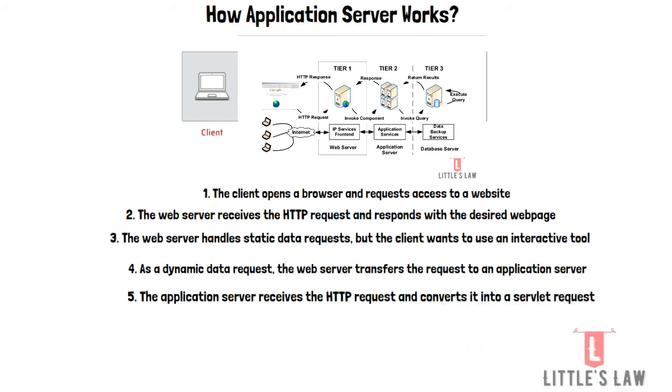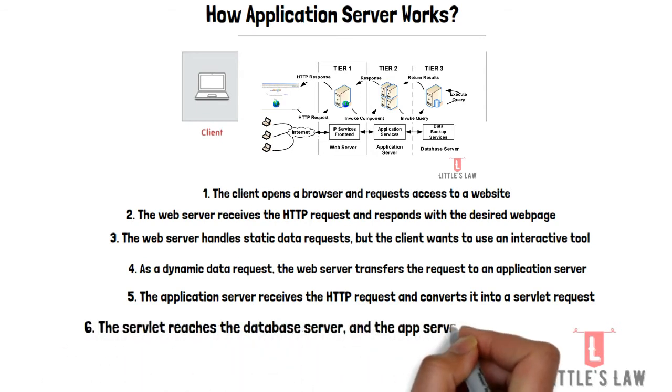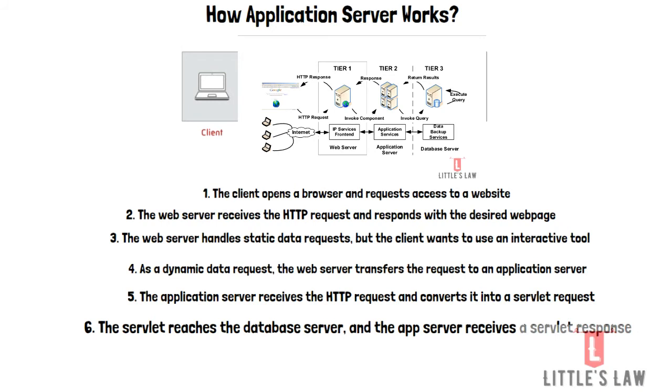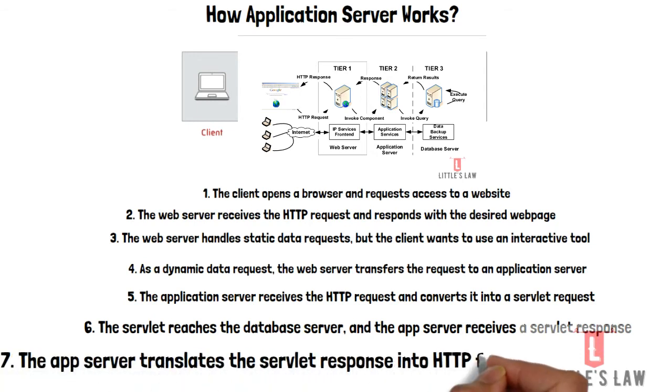And in turn, the application server receives the HTTP request and converts it into a servlet request, since the database server can understand only the servlet request. So the next step, the servlet request reaches the database server and the app server receives back a servlet response from the database server. And finally, the app server translates the servlet response into HTTP format for client understanding.